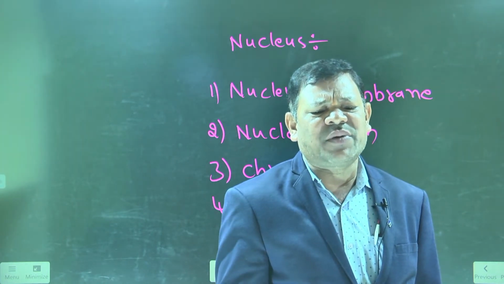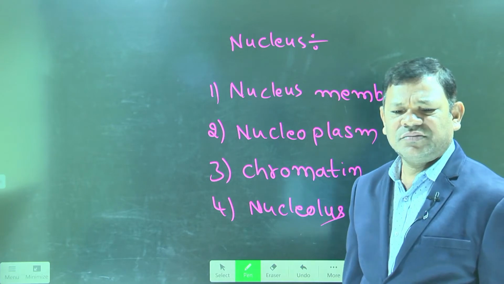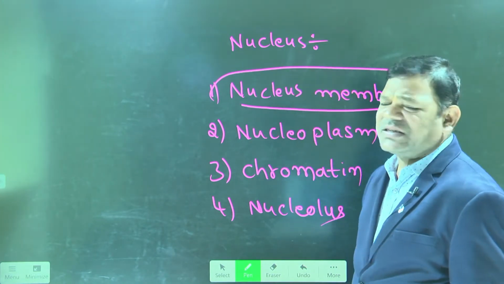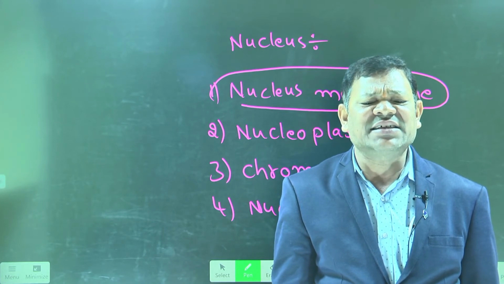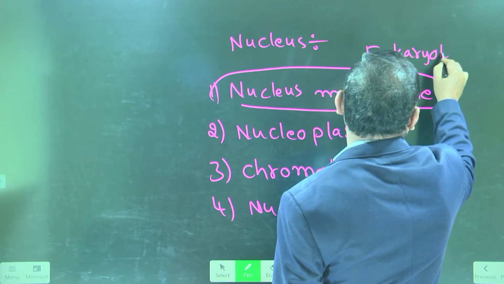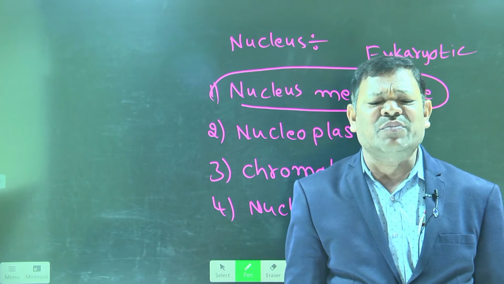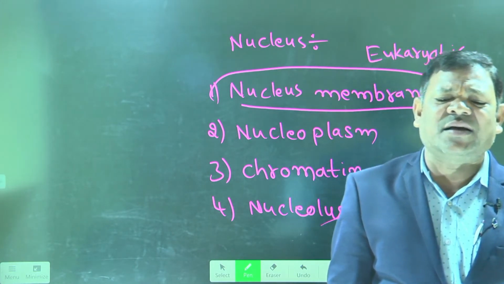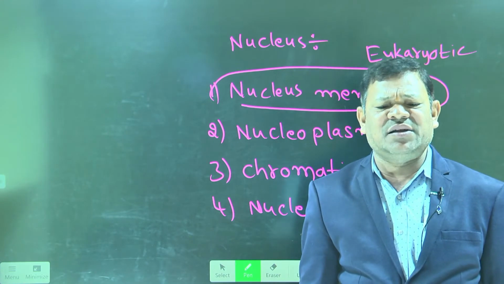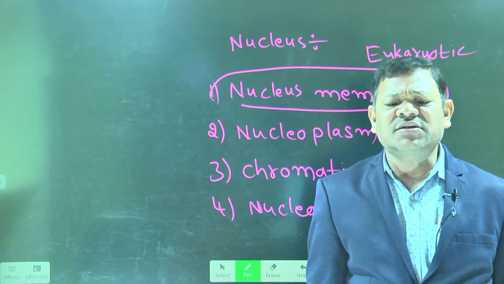Here, my point is, according to the nucleus, organisms are again classified into two types: eukaryotic organisms and prokaryotic organisms. What is the meaning of eukaryotic organism? The organisms which have the nucleus and nucleus membrane present are called eukaryotic organisms. In eukaryotic organisms, the nucleus and nucleus membrane are present. What are the examples of eukaryotic organisms? Very good, excellent. Plants, animals and human beings are examples of eukaryotic organisms. Eukaryotic organisms are very advanced organisms.